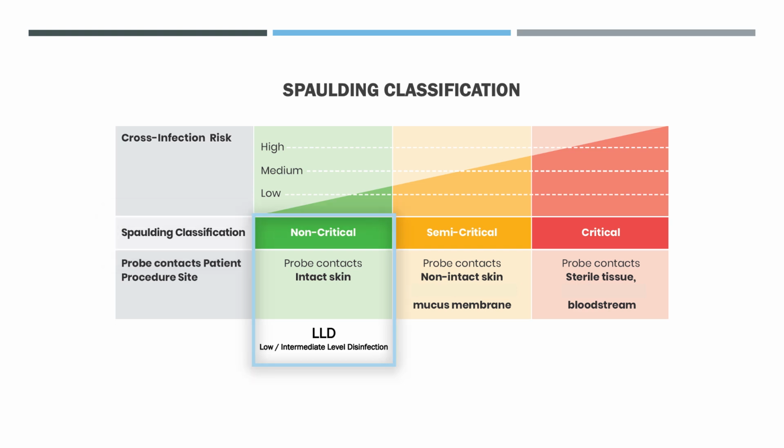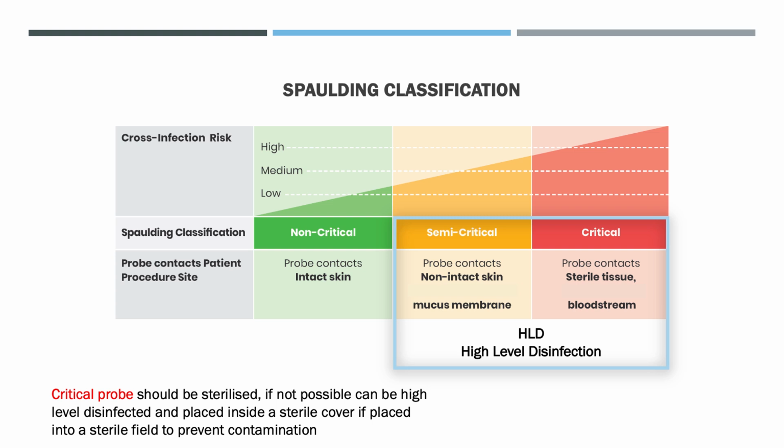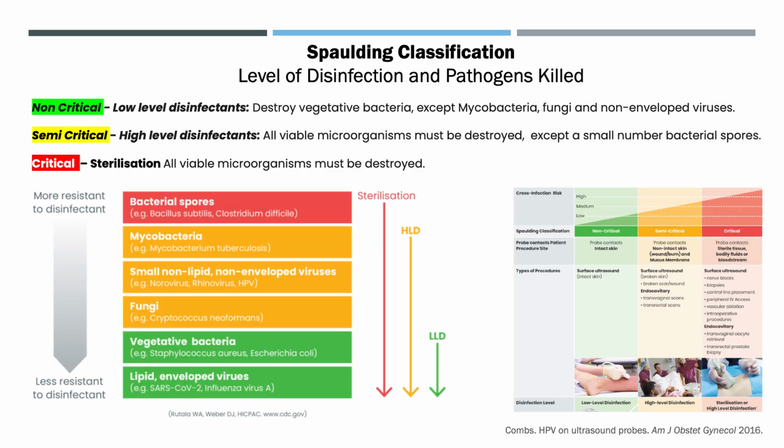So again, low-level disinfection for probes that contact intact skin or other devices. And of course, you can always use a higher level of disinfection; these are what's minimally required. For semi-critical devices, it would be high-level disinfection. For critical devices, they ideally should be sterilized. But if that's not possible, they can be high-level disinfected and placed inside a sterile cover if placed into a sterile field to prevent contamination. Now, again, in the Spaulding classification, as you can see here, the level of disinfection and pathogens killed.